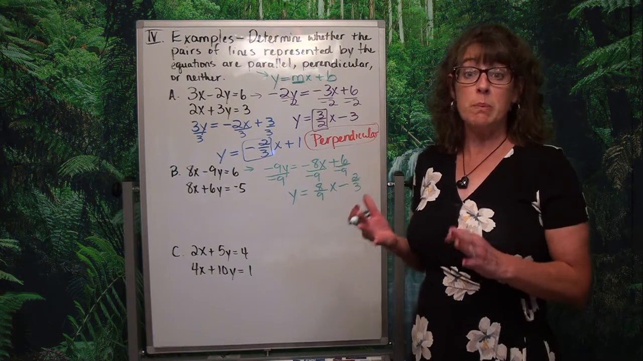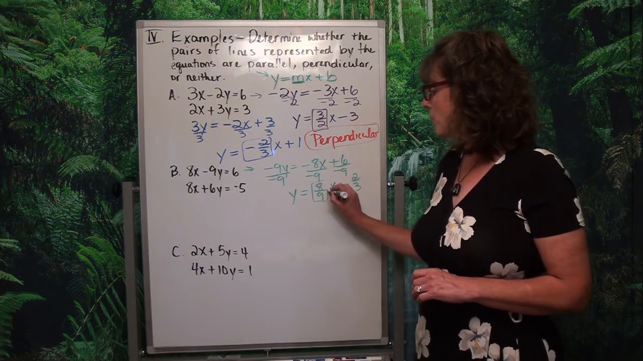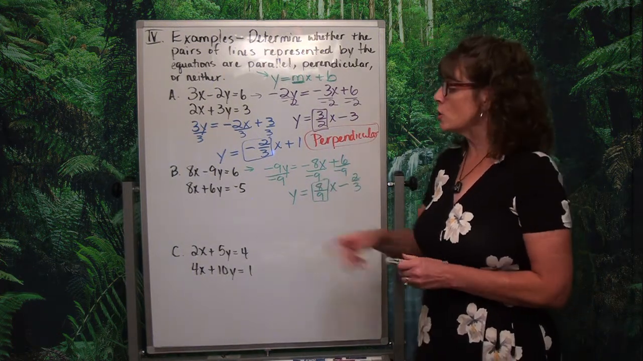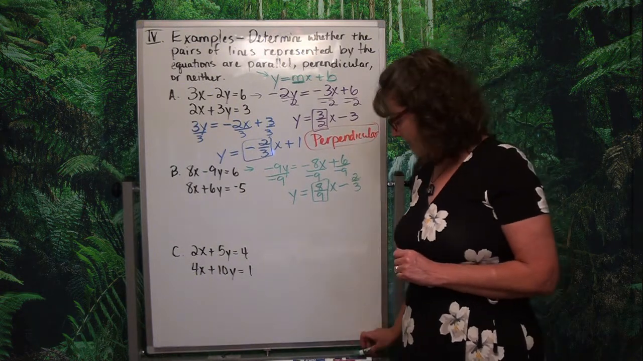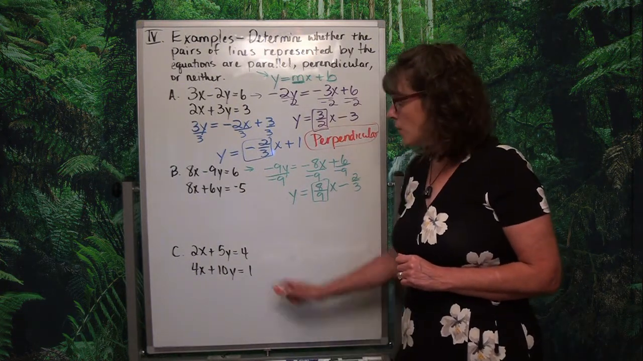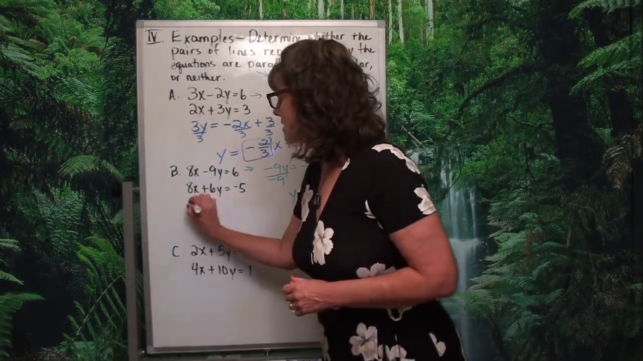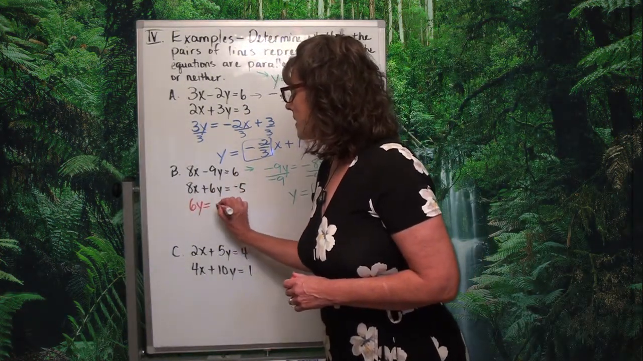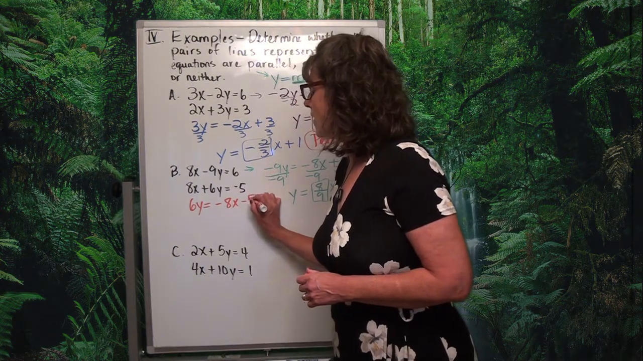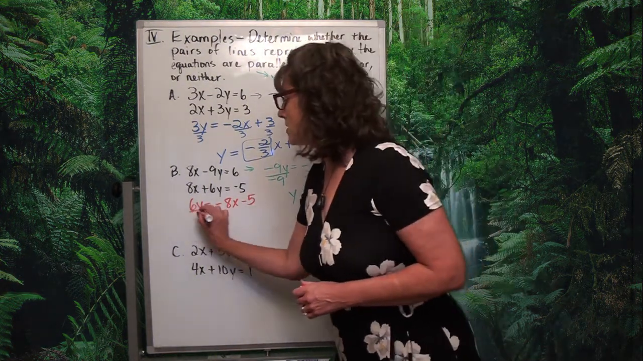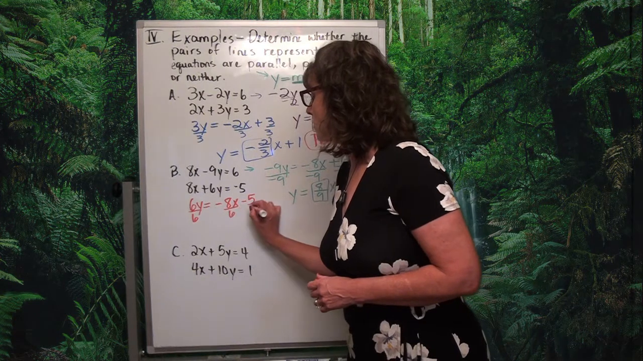But really, the big deal is right here. The number in front of the x is the slope. So the slope for this line is 8/9. Now let's get the slope for this line. What I'm going to do once again is subtract that 8x, giving me 6y equals negative 8x minus 5. Now I'm going to divide by 6 on every single term.